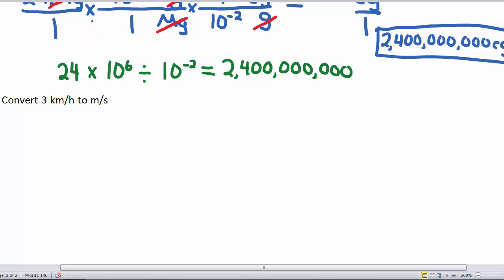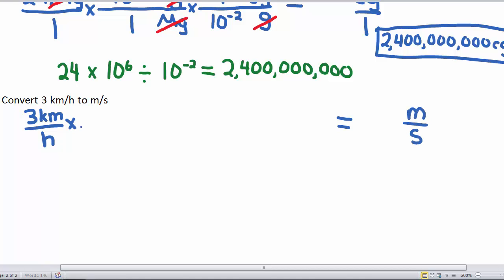This last example is a bit different than the top two because we're going to be canceling things out that are on both the bottom and the top. So let's get started. We have 300 kilometers per hour. We need to write that as a fraction, which is pretty easy because per means divided by, or put on the bottom of a fraction. And what we want to get to is meters per second.